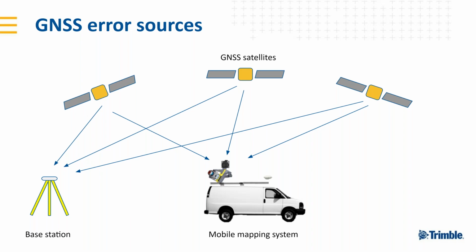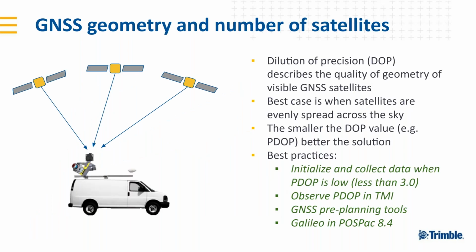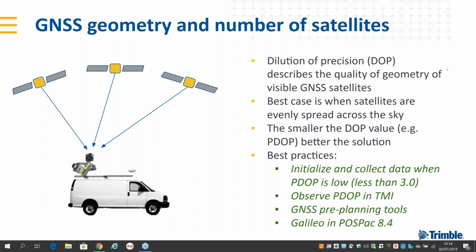So let's go first to the most important thing about GNSS in mobile mapping. This is, of course, a number of satellites we have visible. So those of you who are familiar with the GNSS at all, you probably know that you will need 4 or more satellites visible to get a position solution. But the more the better is the idea here. We have something called dilution of precision, DOP. And this is actually a value which describes the quality of geometry of the visible GNSS satellites. And this is something we can monitor.